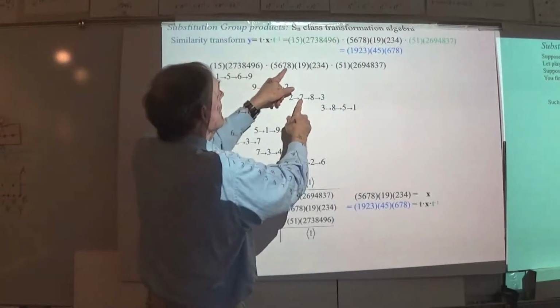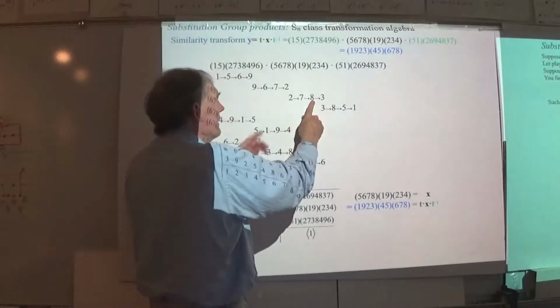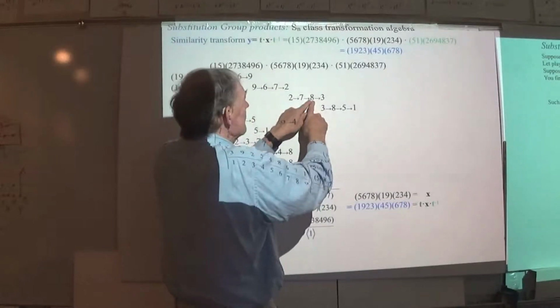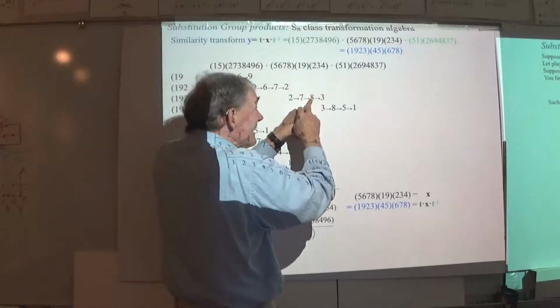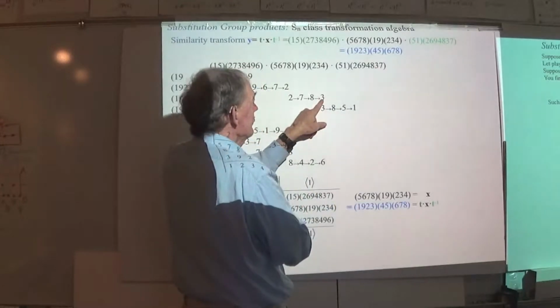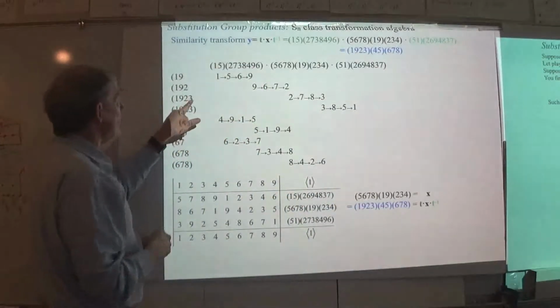Oh, that 7 got moved to 8, didn't you hear? By the middle permutation. Okay, well, fine. But where the heck is 8? Did 8 get moved? Yes, it did. 8 got moved to 3. Okay, so that means I tack another 3 onto this one.